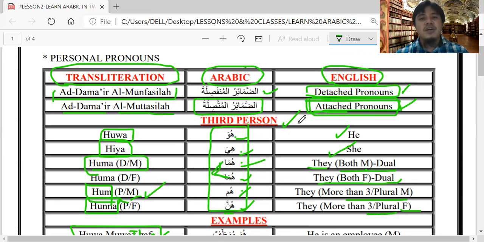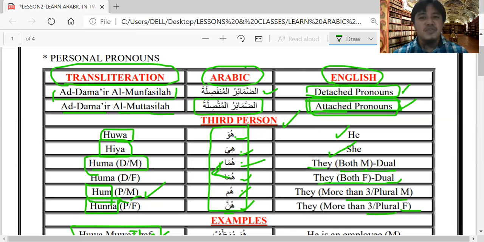And always remember, pronouns in Arabic, we call it ad-dama'ir. Personal is ash-shakhsiyya. Personal pronouns in Arabic, we call it ad-dama'ir ash-shakhsiyya. All right. So this is our topic for today, the personal pronouns of the Arabic language. Thank you very much and good luck.